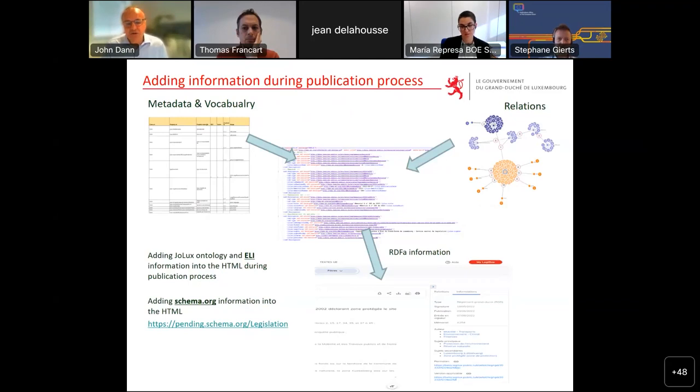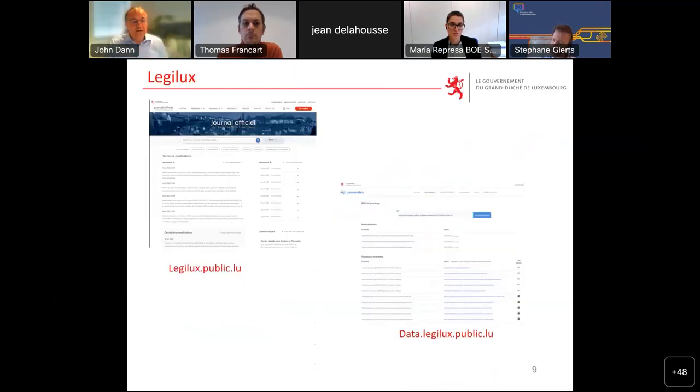So I said adding more information. We started off with only ELI, then we added schema.org over time. We added all the relations, and this of course is hidden in RDFa information within the HTML. So search engines or other systems can easily read and understand the information, or the new legal data portal could also fetch all the information and understand what is going on. So here again, on the top you have the site for the users, for the public, and then you always have the data approach, meaning the applications or those who are experts in SPARQL can do a query on the data.